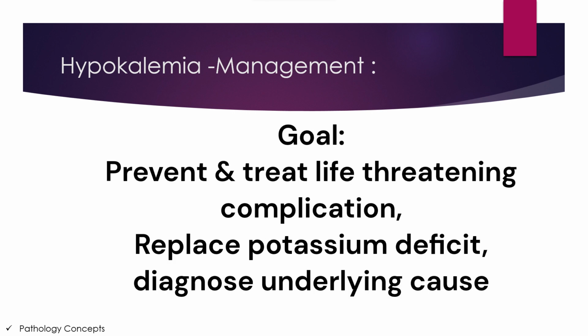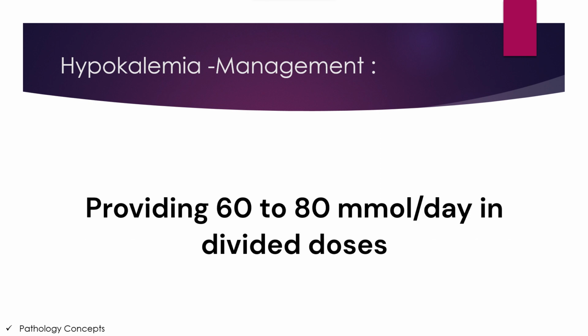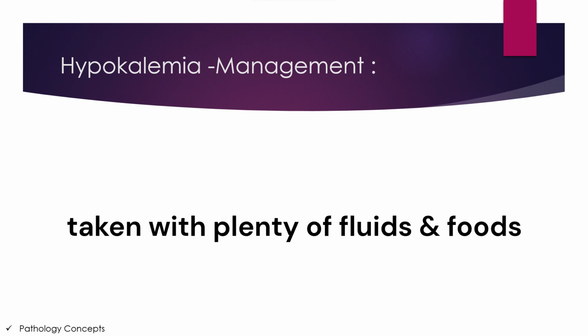The goal of therapy for hypokalemia is to prevent and treat life-threatening complications, replace the potassium deficit, and diagnose the underlying cause. Mild and moderate hypokalemia is typically treated with oral potassium supplements. Providing potassium 60 to 80 millimole per day in divided doses over days to weeks is usually sufficient. It should be taken with plenty of fluids and food.